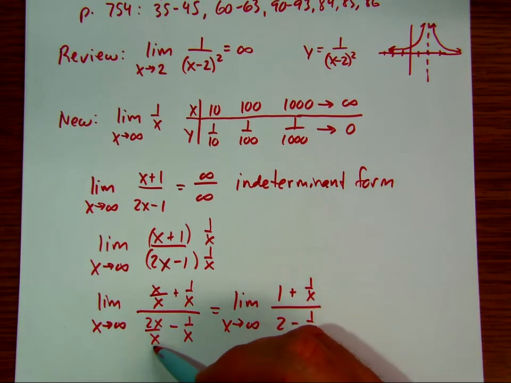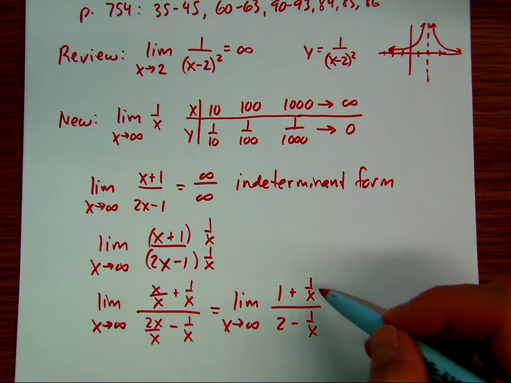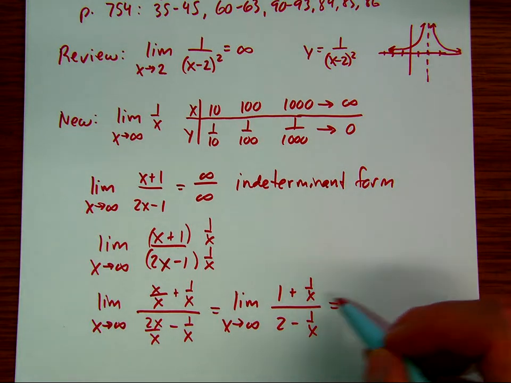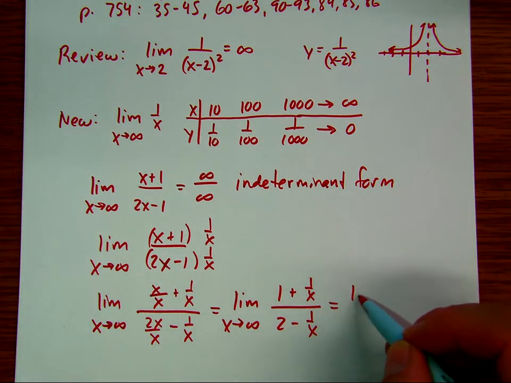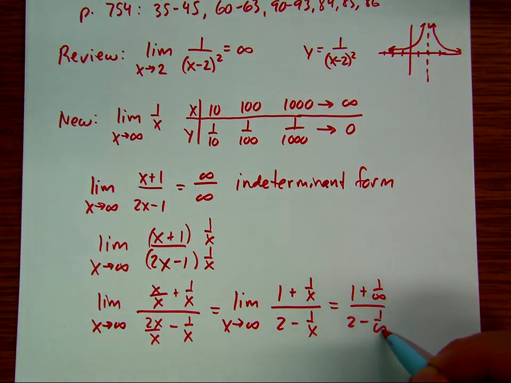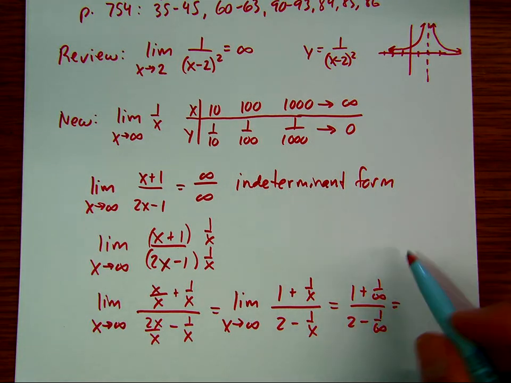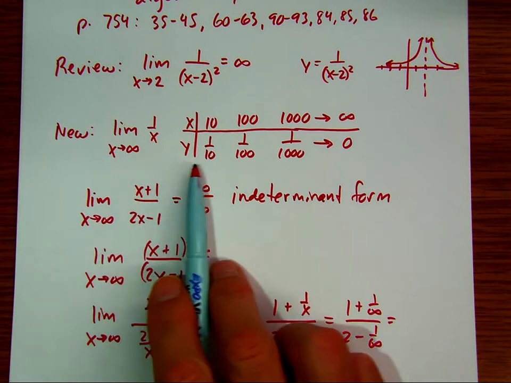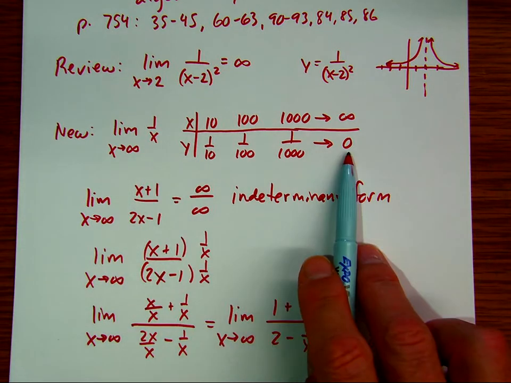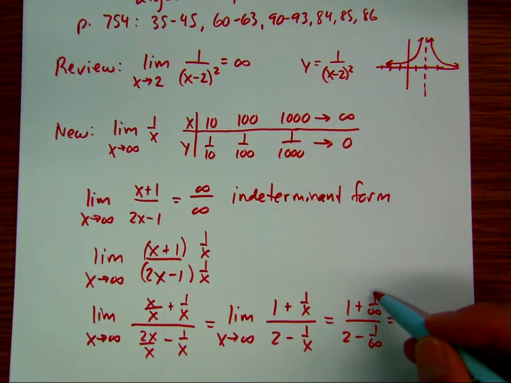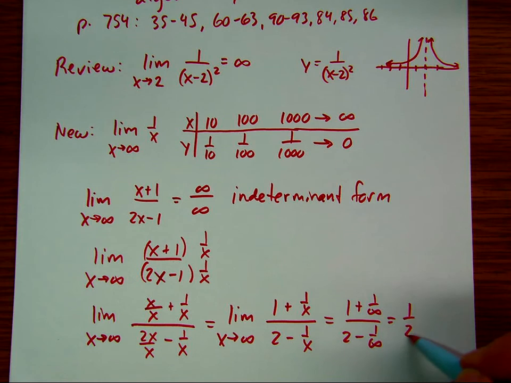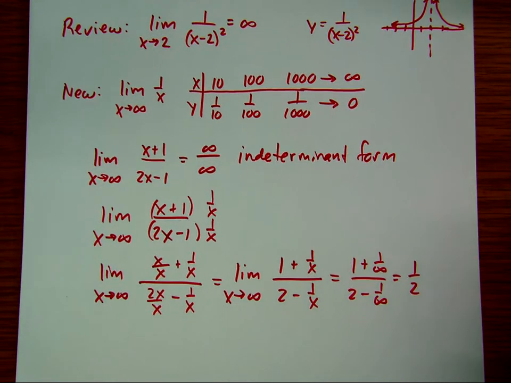So these cancel. x divided by x is 1. We're left with a 2. But now we can use this fact that as x goes to infinity, we'd have 1 plus 1 over infinity, 2 minus 1 over infinity. And we saw from this that 1 over x goes to 0 as x goes to infinity. So this is going to be 0, 0, and we'll get the limit of 1/2.